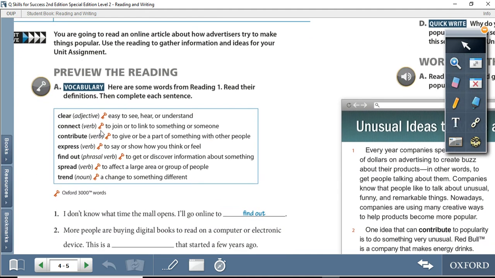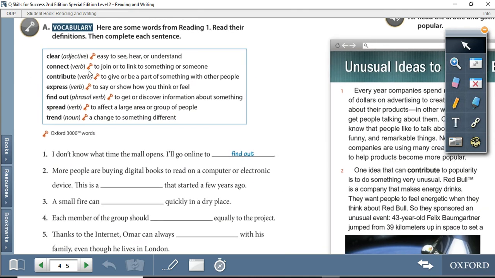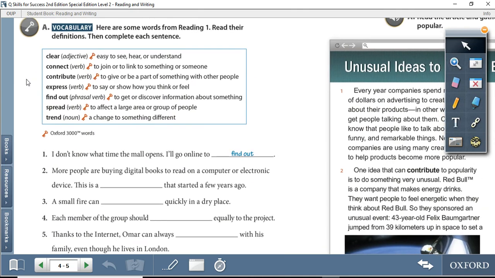First of all, let's start with the vocabulary activity on page 4. The definitions: clear, easy to see, hear, or understand. Connect, to join or to link to something or someone. Contribute, to give or be part of something with other people. Express, to say or show how you think or feel.